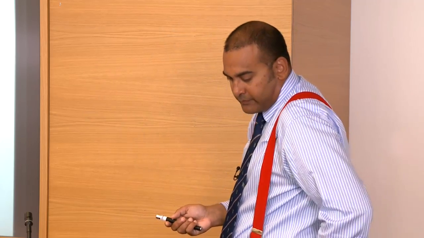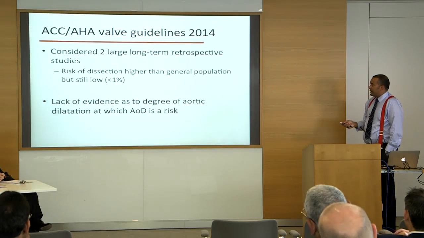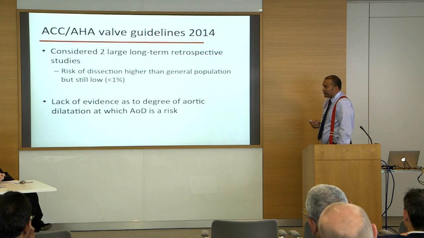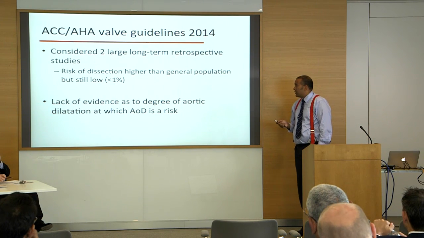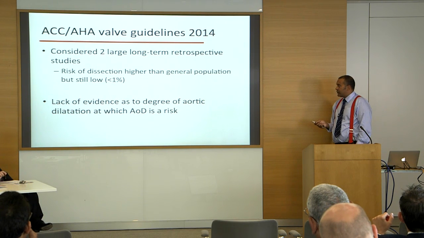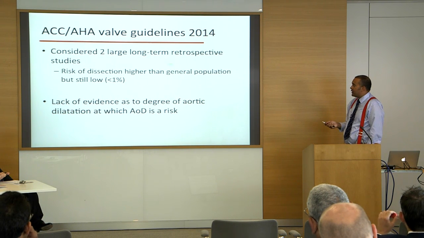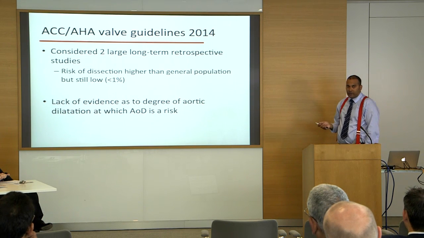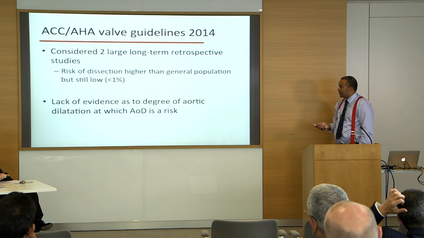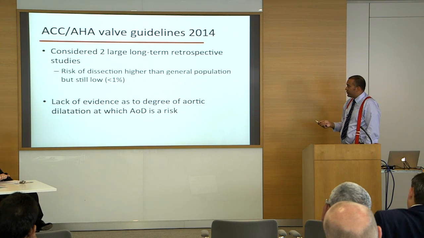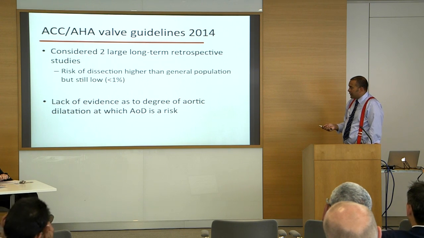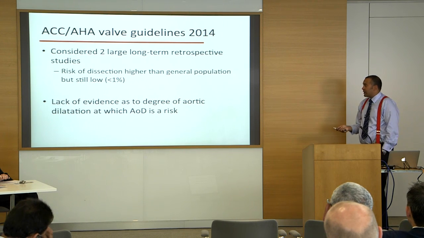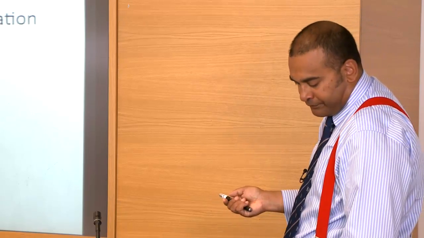What do the American guidelines say? Well, they were slightly more aggressive in their previous set of guidelines, and they've slightly changed what they've said this time around. And that's based on 2 large long-term retrospective studies. The first, which we've already seen, is the Olmsted County data, where the risk of dissection was slightly higher than within the general population, but still low. They also say there is lack of evidence as to the degree of aortic dilatation at which aortic dissection is a risk, and we know that.